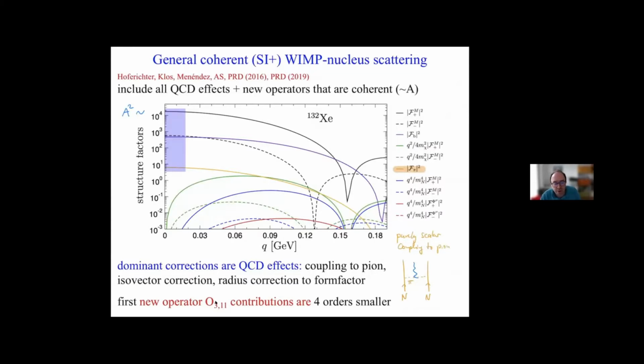I also show you something about O3 later, but basically these first non-trivial operators from the NREFT are at least 4 orders, from 10 to the 4 down to 1, suppressed compared to all of this chiral physics here. Okay, so if we look at this in an actual calculation, we see that the dominant corrections to the usual spin-independent stuff are QCD effects, coupling to the pion, isovector corrections, and also some radius corrections. And the first new NREFT operator, O11, with q squared over 4 m chi squared, is 4 orders suppressed.